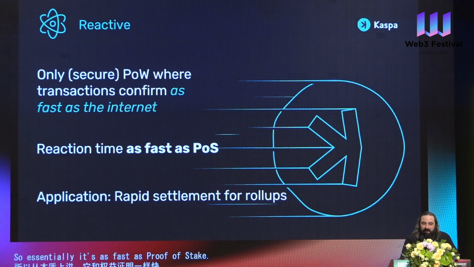And one application for this is that you could do rapid settlements. If you do side chains, you can settle them on the main chain. And you can do this as fast as you can do it on proof of stake, even though it is proof of work. So you don't lose speed.